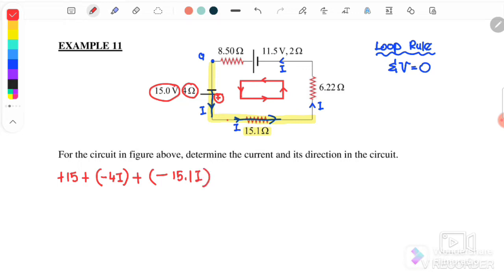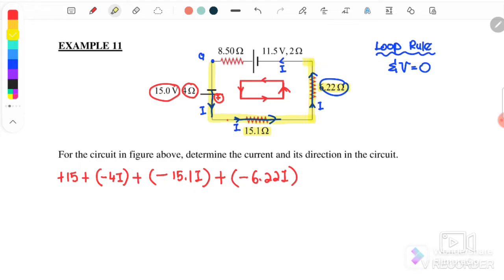We continue to the 6.22 ohm resistor. Again, the direction of the current is similar to the direction of the loop, the same direction, so we substitute positive because of the same direction. When the current passes through the 6.22 ohm resistor, it is negative 6.22 I, because energy is dissipated inside the resistor.